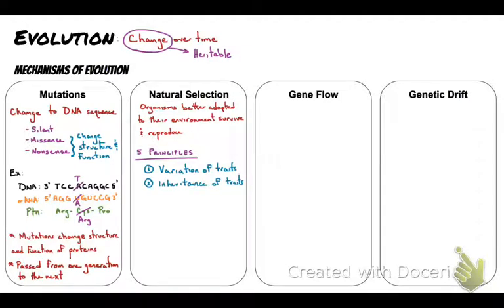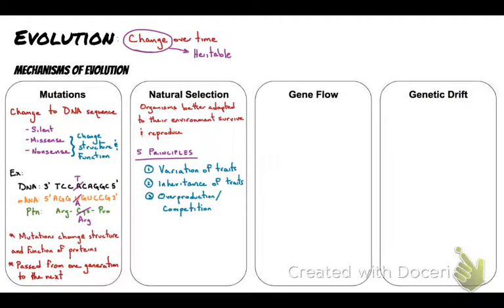Secondly, these traits have to be inherited from one generation to the next. And we just talked about how mutations can be passed along from one generation of multicellular organisms to the next generation through meiosis, or in some cases, asexual reproduction. And in organisms like bacteria that are single-celled, the inheritance can occur from one generation to the next through processes like mitosis.